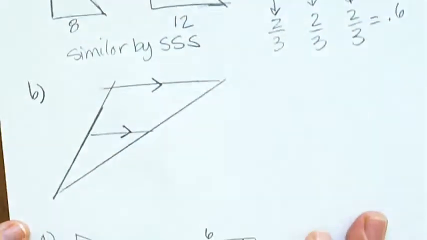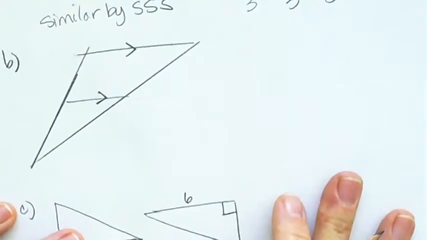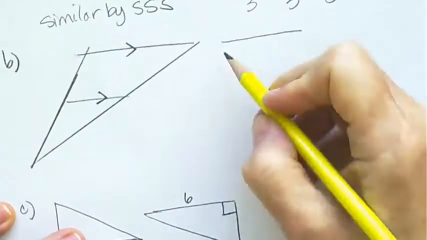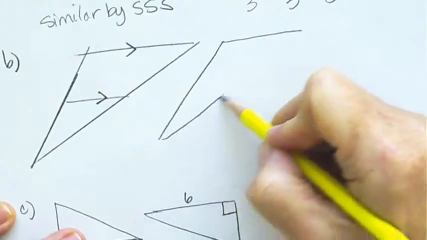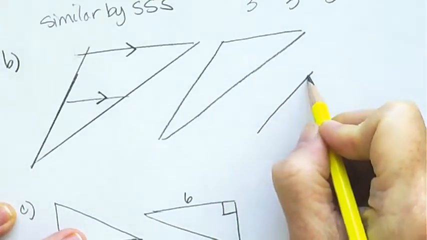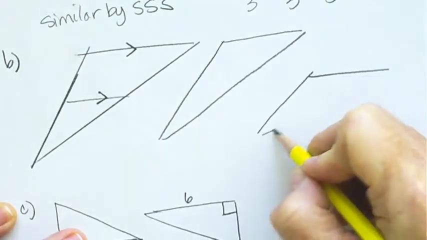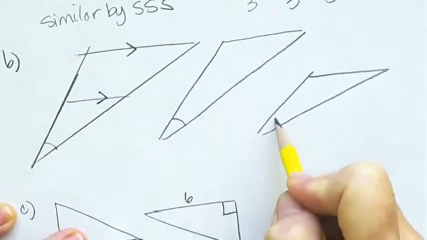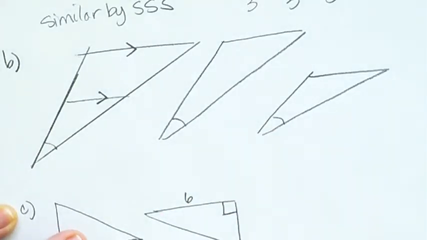Okay, part B, we have parallel lines and we've got overlapping triangles. Whenever you see overlapping triangles, just do yourself a favor and separate them, and don't argue with me about drawing them separately. Okay, this angle is shared by both triangles, so that angle is the same.